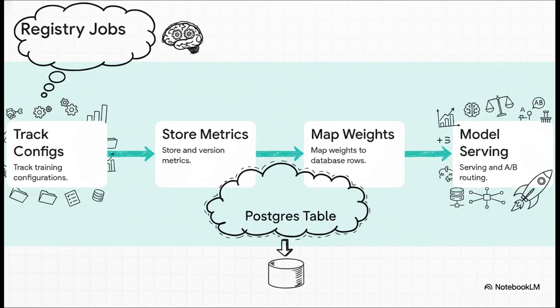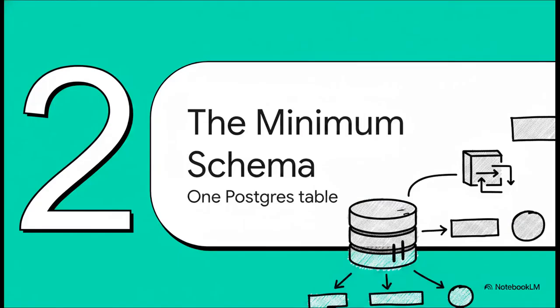1. Tracking your training configs. 2. Storing and versioning metrics. 3. Mapping weights to database rows. And 4. Model serving and A/B routing. The absolutely crucial takeaway here: small teams only really need those first 3. Job number 4 is where the massive, expensive tools earn their keep. If you aren't doing complex model serving yet, those first 3 jobs, well, they easily fit into a single Postgres table. Which brings us to Section 2, building the minimum schema.